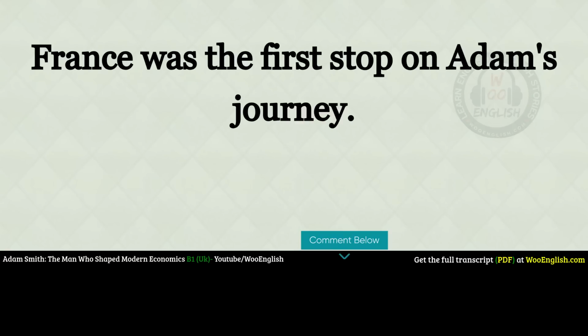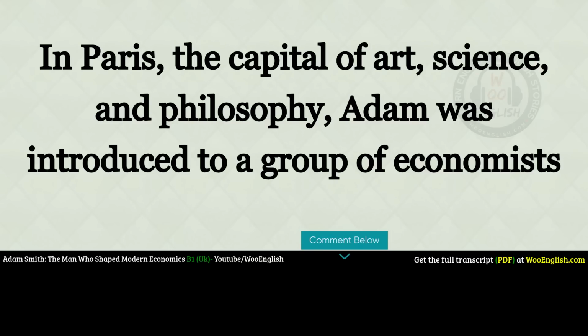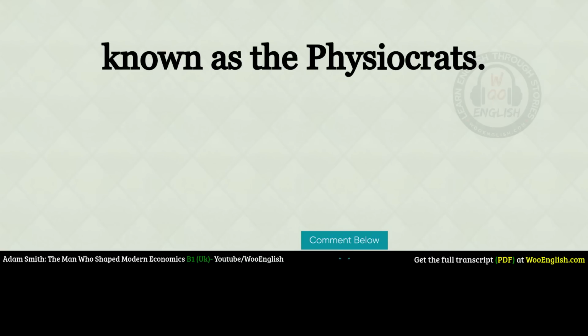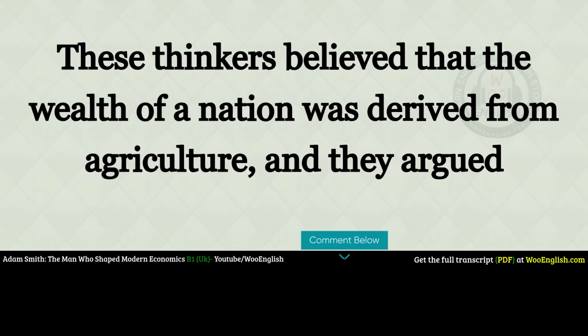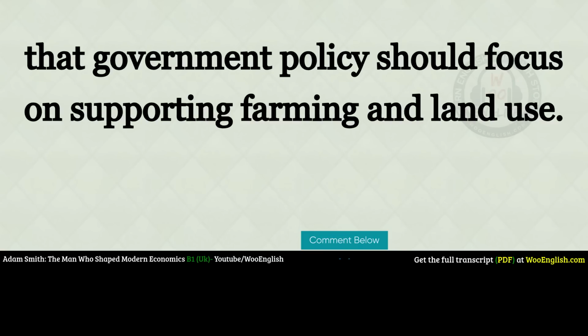France was the first stop on Adam's journey. In Paris, the capital of art, science, and philosophy, Adam was introduced to a group of economists known as the physiocrats. These thinkers believed that the wealth of a nation was derived from agriculture, and they argued that government policy should focus on supporting farming and land use.